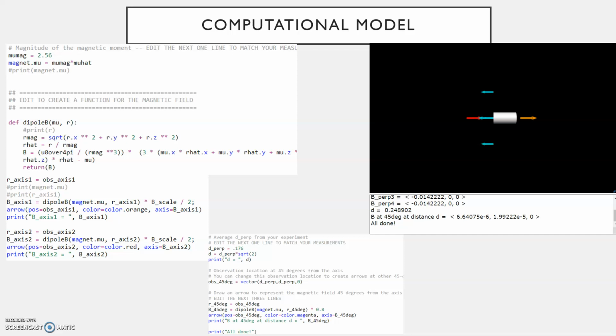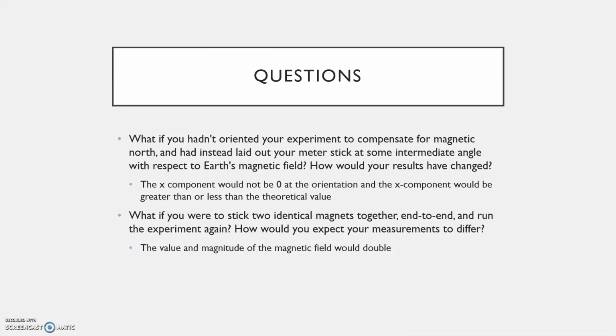And this is my computational model. I created constants for mu mag and found the dipole moment, as well as arrows for both on-axis and perpendicular calculations to show the direction of the magnetic field. I found that for the 45-degree one, the x component was 6.64 times 10 to the negative 6, and the y was 1.99 times 10 to the negative 5, and that the experimental values for both of these were greater than the computational model.